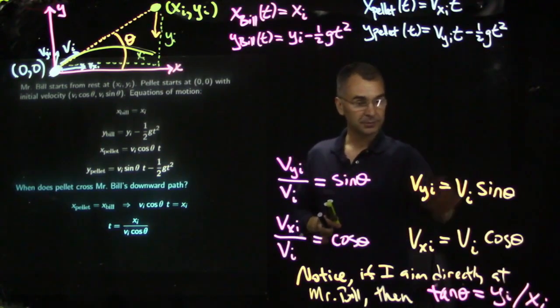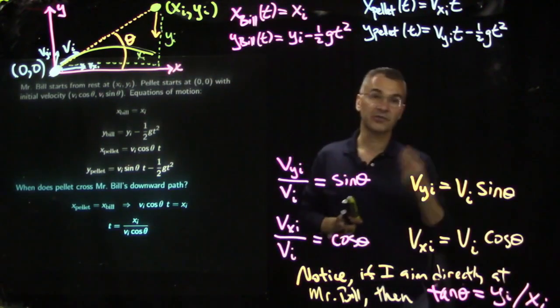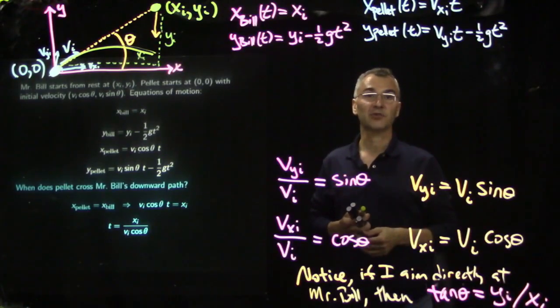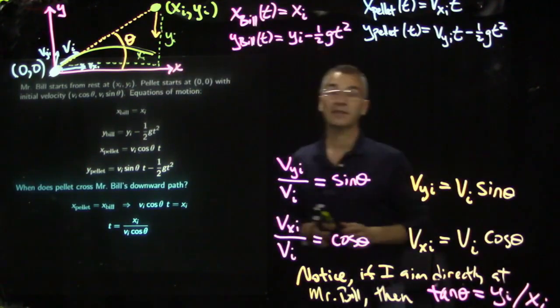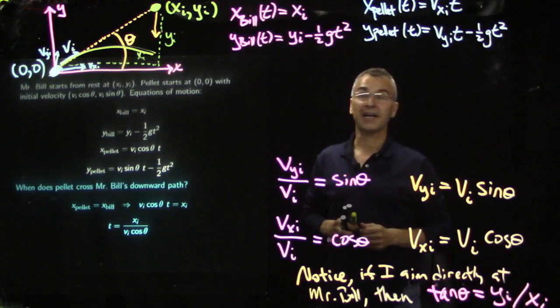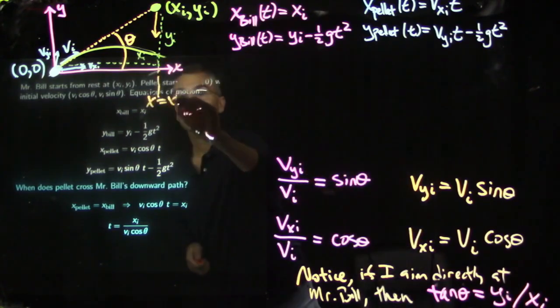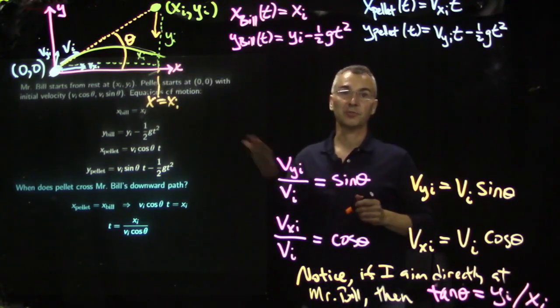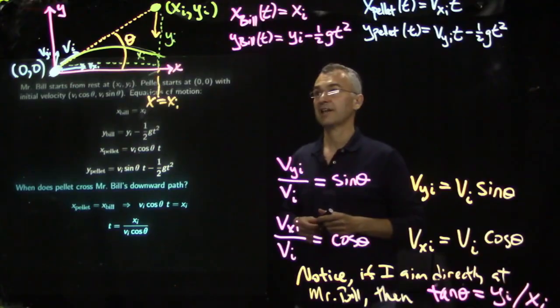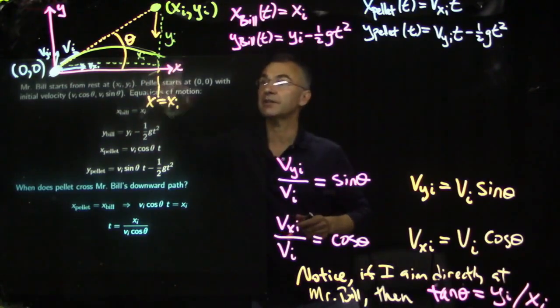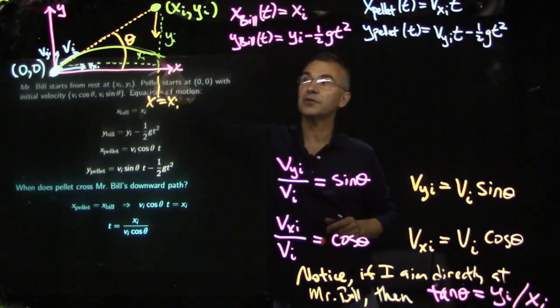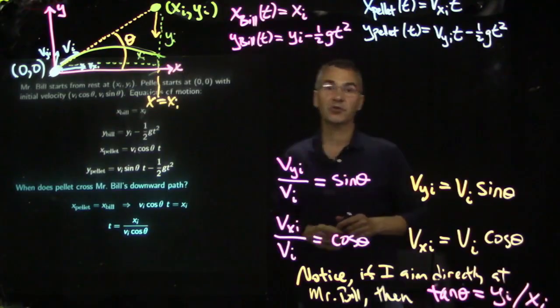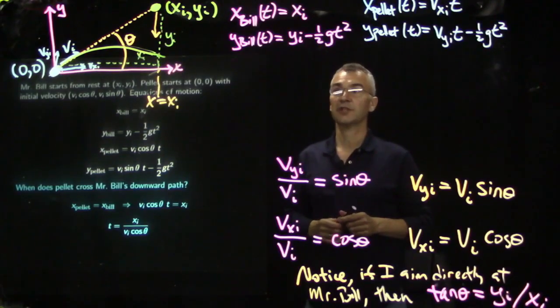And then we can plug in what we know about this angle theta, which is indicating that we're aiming at Mr. Bill. And we want to ask, will the pellet hit Mr. Bill? And one way to ask that question is we have this line, x equals x initial of Mr. Bill, which is the x coordinate Mr. Bill stays at. And at the instant when the pellet reaches that value of x, how different are the pellet's value of y and Mr. Bill's value of y? So let's see if we can figure that out.